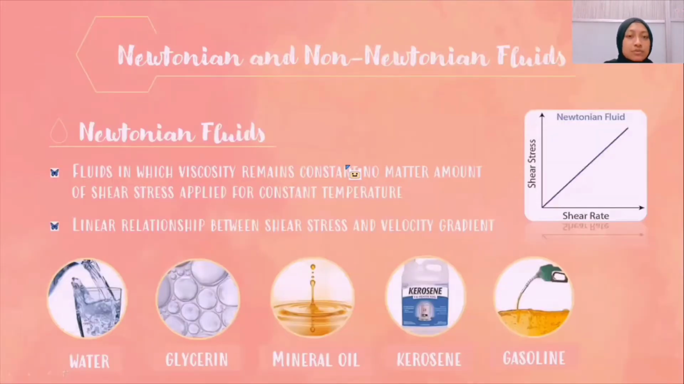Okay, next is Newtonian and non-Newtonian fluids. A Newtonian fluid is a fluid in which viscosity remains constant no matter the amount of shear stress applied, for constant temperature. As you can see here, Newtonian fluids have a linear relationship between shear stress and velocity gradient. Examples of Newtonian fluids are water, glycerin, mineral oil, kerosene, gasoline, benzene, and alcohol.